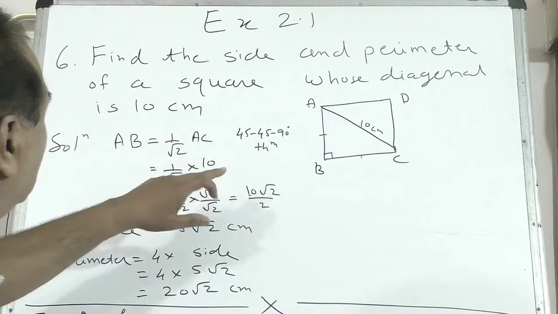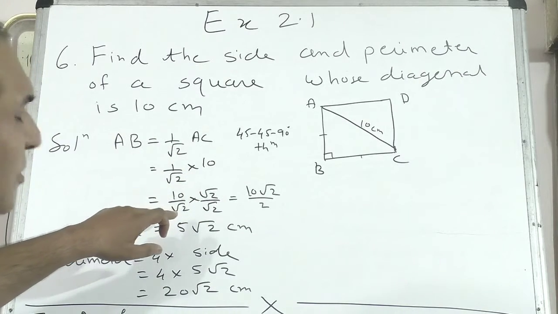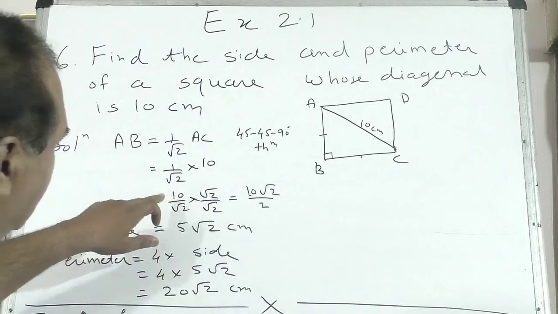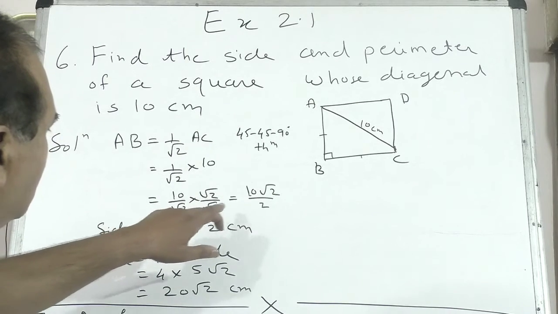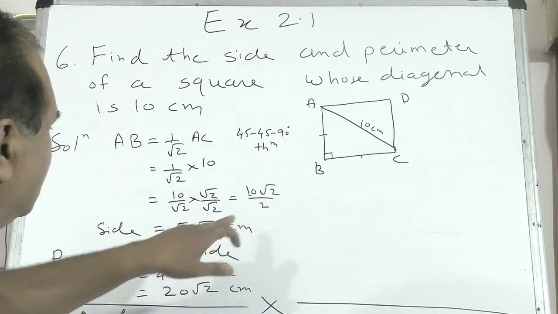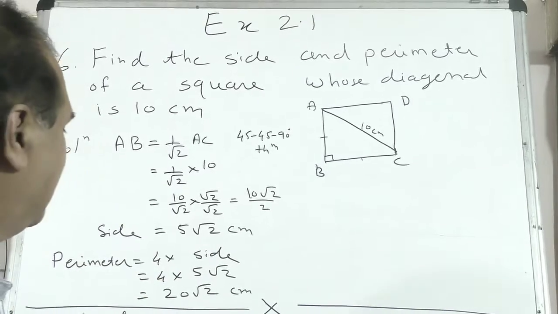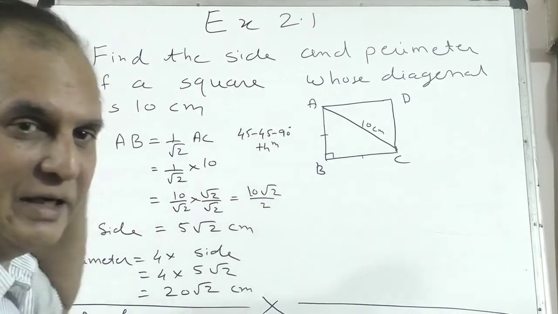So AB is 1 upon root 2 into 10. 10 upon root 2, rationalize the denominator. Into root 2 upon root 2. Root 2 upon root 2 is 2. 10 root 2 upon 2. 2 ones are 2, 5 twos. 5 root 2 centimeter. Side you get 5 root 2.